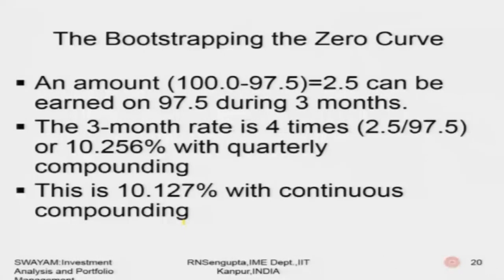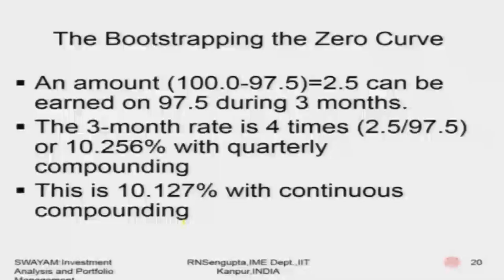And if the face value is 100, 2.5 can be earned on 97.5. But the question is, what is the duration? Duration, if you remember, is 1/4 of a year, which was given as 0.25, which is 3 months. So, what we are considering is that 2.5 is being earned on an initial investment of 97.5, and the time duration is 3 months. So, how do we do it? This 3 month interest rate would be multiplied 4 times, because 3 months multiplied by 4 gives you the 1 year time span.